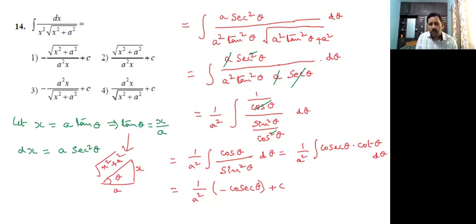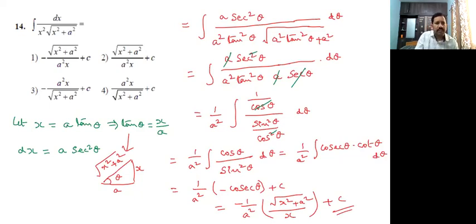Now tell me what is the cosecant theta value? Cosecant means hypotenuse divided by opposite. That is under root x squared plus a squared divided by x plus c. I think this is the final answer. See the options. Which option is correct? First option is correct.